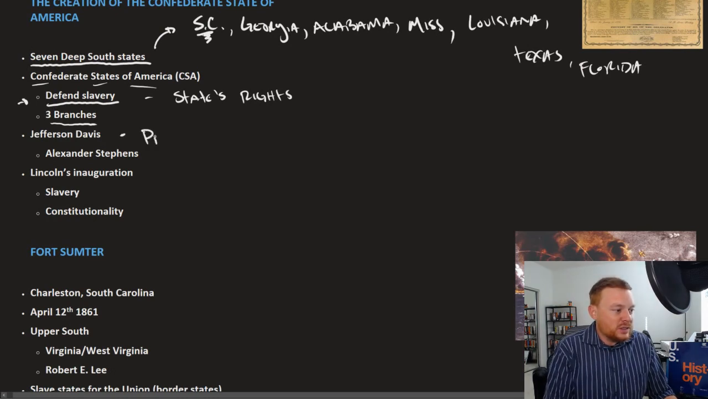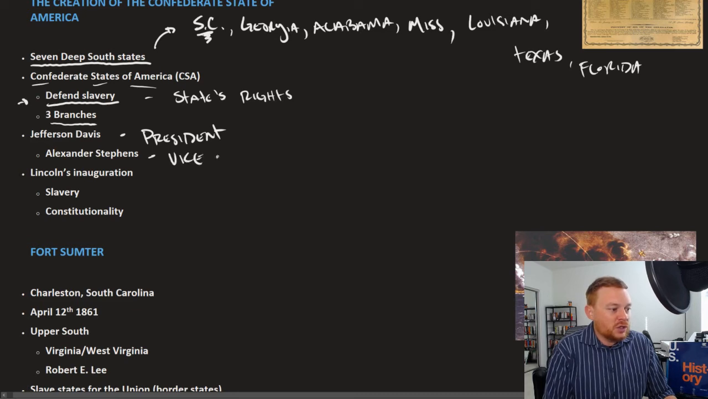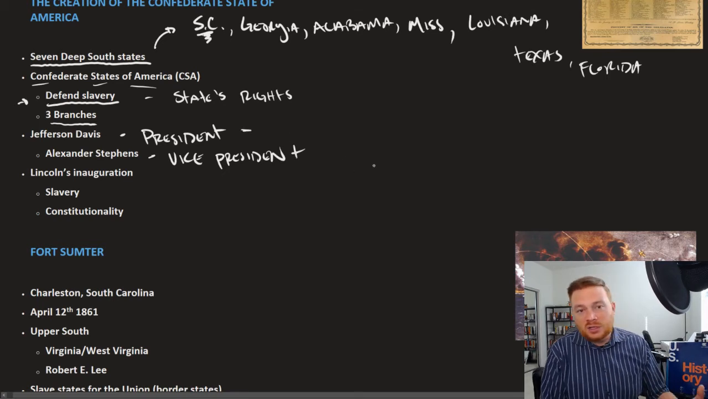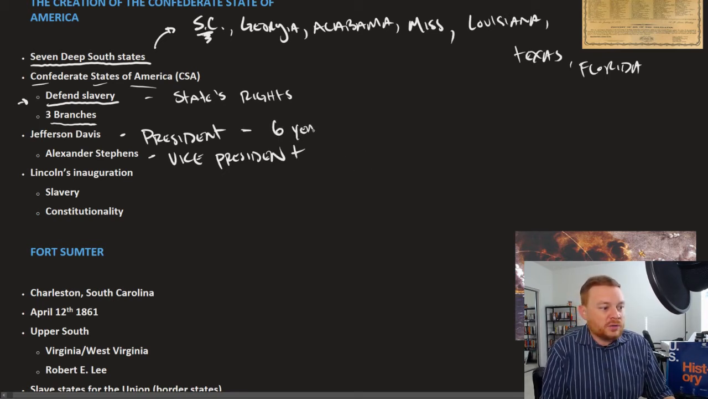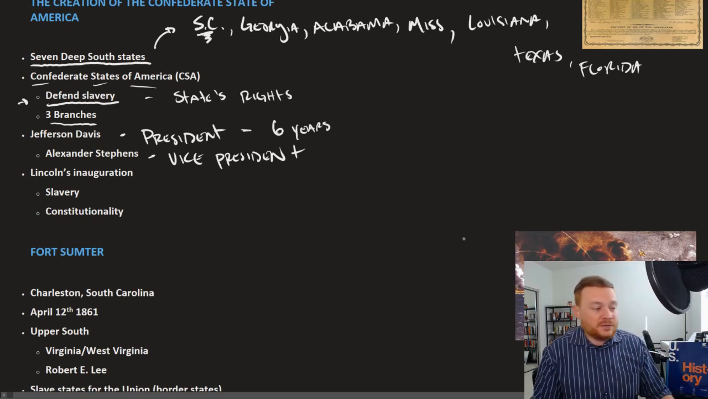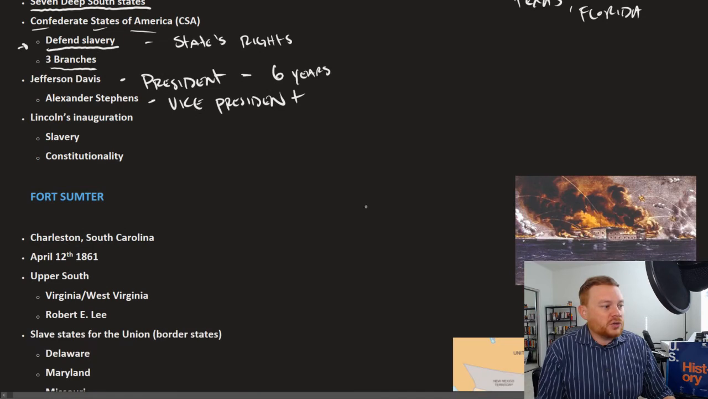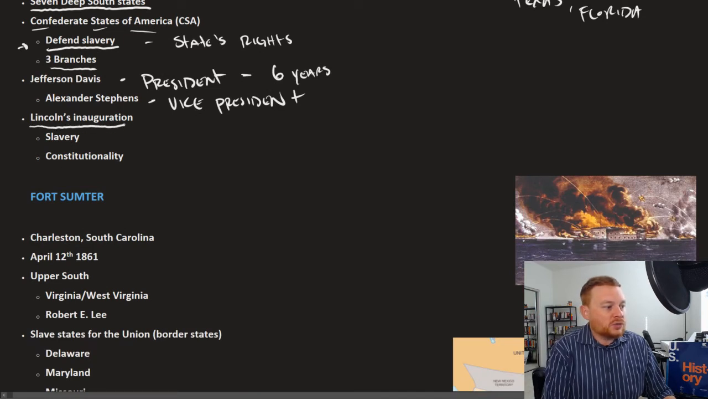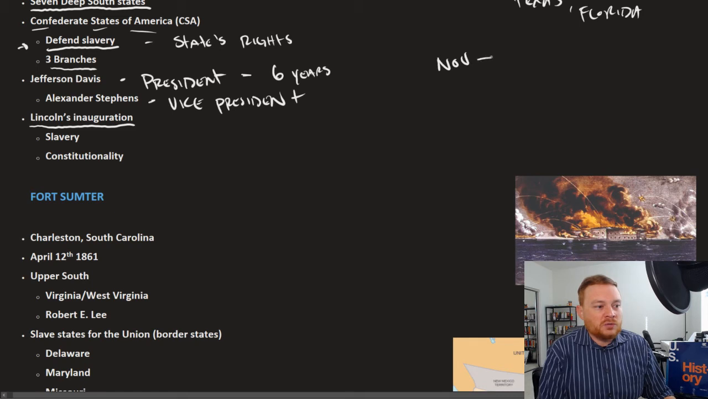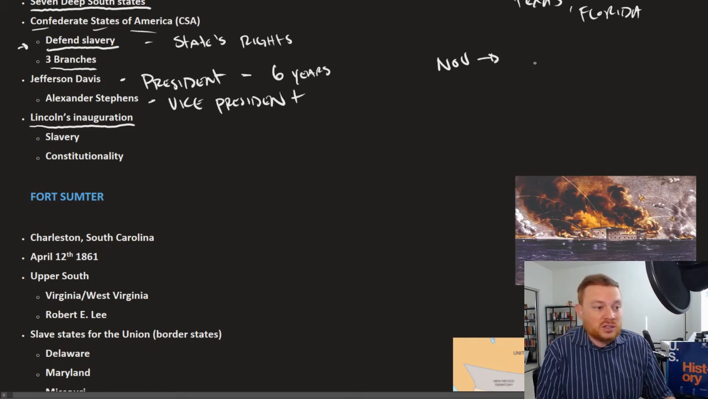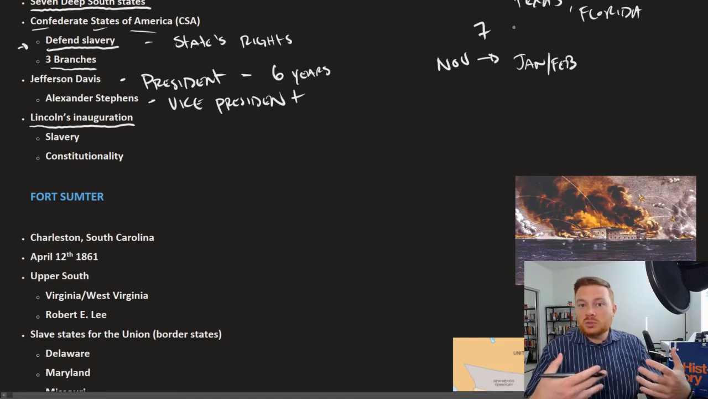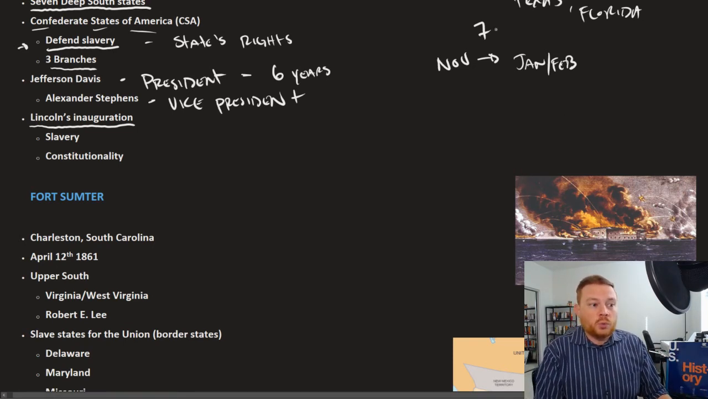Jefferson Davis was named the president of the Confederacy. Alexander Stephens from Georgia was named the vice president. Unlike the U.S. president, the president in the Confederate States of America served for 6 years rather than 4 years. So that is just one slight difference between the two. And this is all occurring before Lincoln is inaugurated. Typically presidential elections happen in November, but presidents don't actually take the job until January or February. By the time that happened, the 7 states had left. And so Lincoln is coming into office, essentially first day on the job, with this secession crisis.